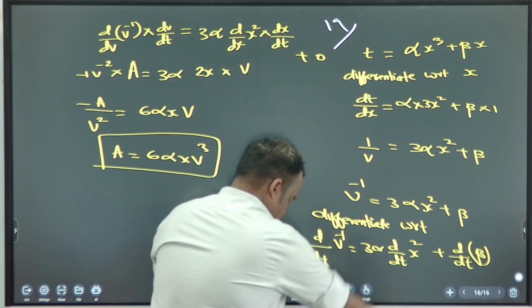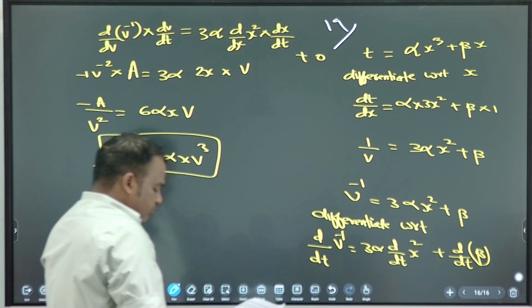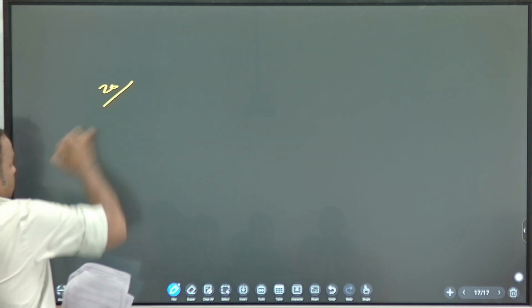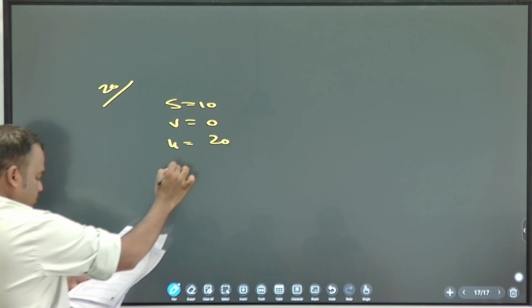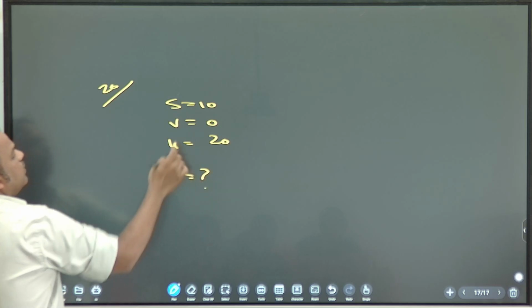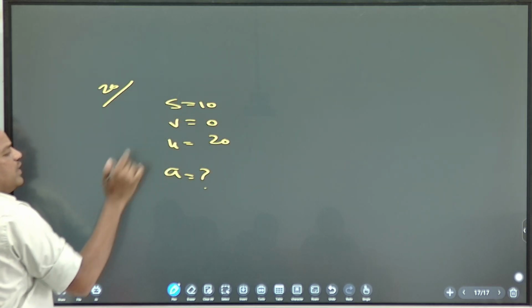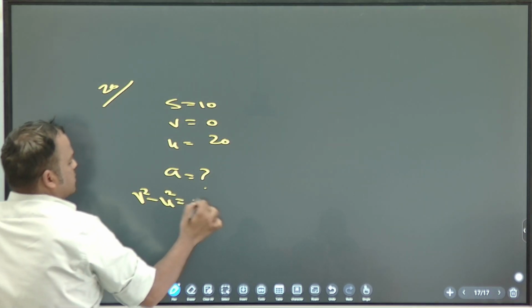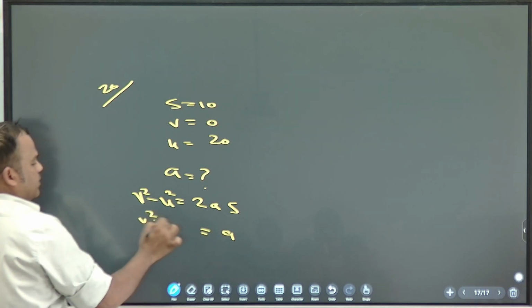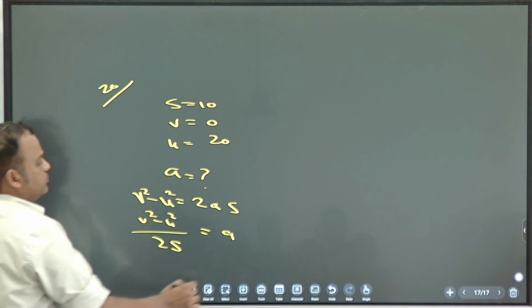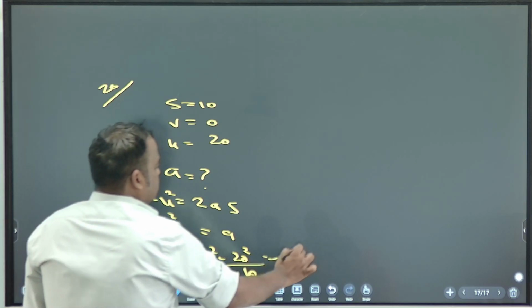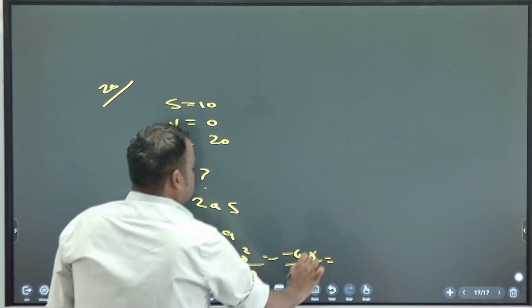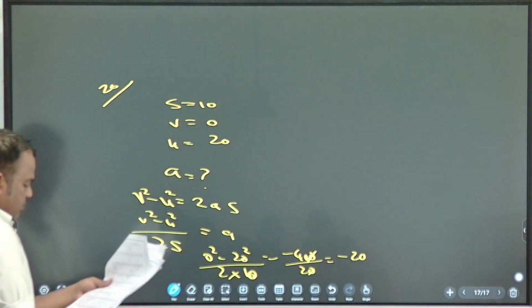Next, 20th. Motor car moving with uniform speed 20 comes to stop after 10 meter. Displacement is 10 meter, final velocity 0, initial velocity 20. They are asking acceleration. Which formula will you use to relate S, V, U and A? V square minus U square is equal to 2AS. So A is equal to V square minus U square by 2S. 0 square minus 20 square by 2 into 10. Minus 400 by 20, so minus 20. Note down.